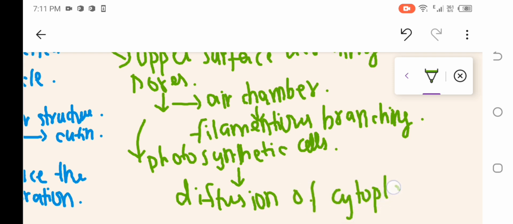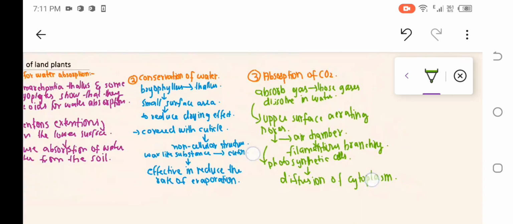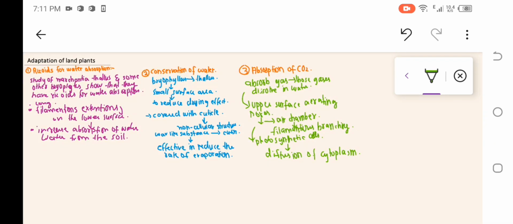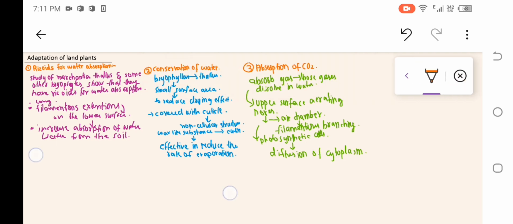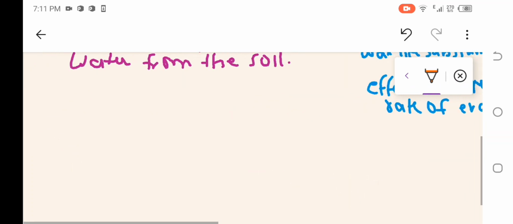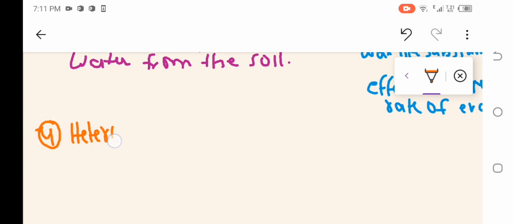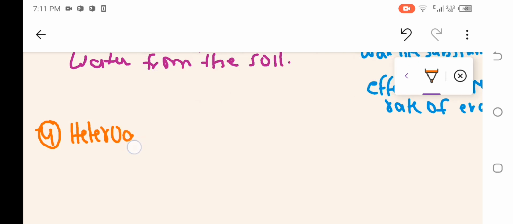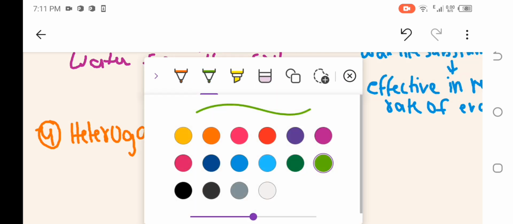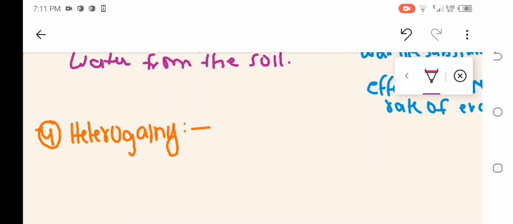ठीक है? I hope this third adaptation is also clear to you guys. Now if we discuss the fourth adaptation, which is heterogamy. Okay, so we know heterogamy is the most successful kind of reproduction that has evolved in the bryophytes.